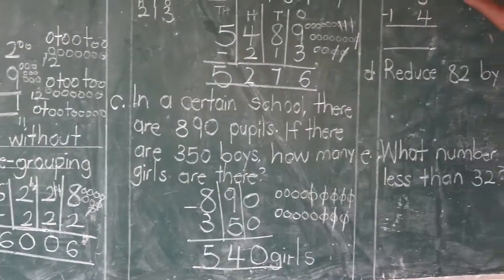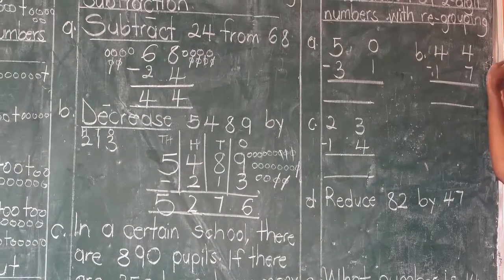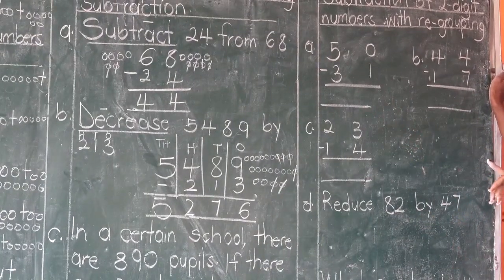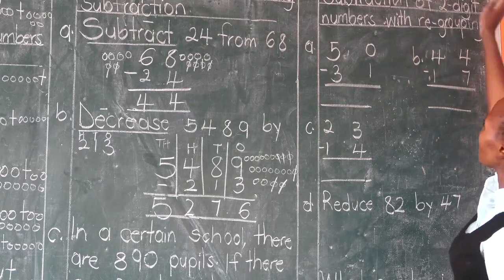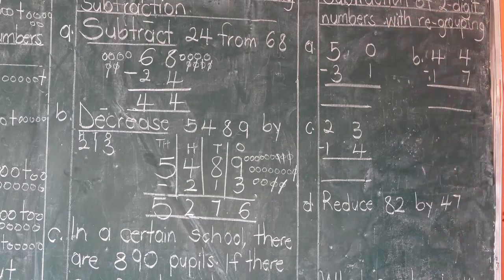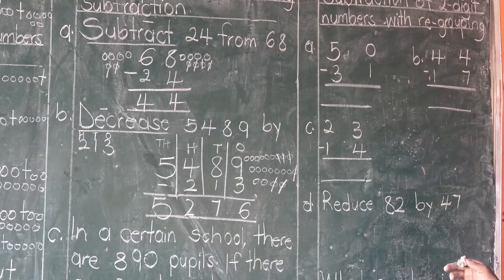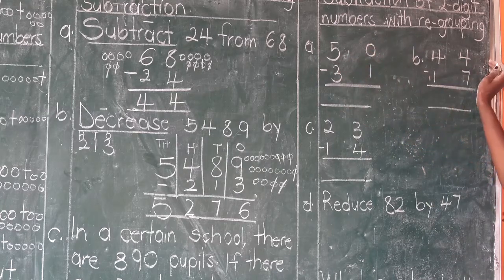Okay, then here we need to be a little bit more attentive. Though it is subtraction, this one is different, because here we are going to be regrouping, or borrowing from the next place value. Subtraction of 2 digit numbers with regrouping. We always start with the ones, having 1s and 10s. Let's look at it. Here we have 50, take away 31.